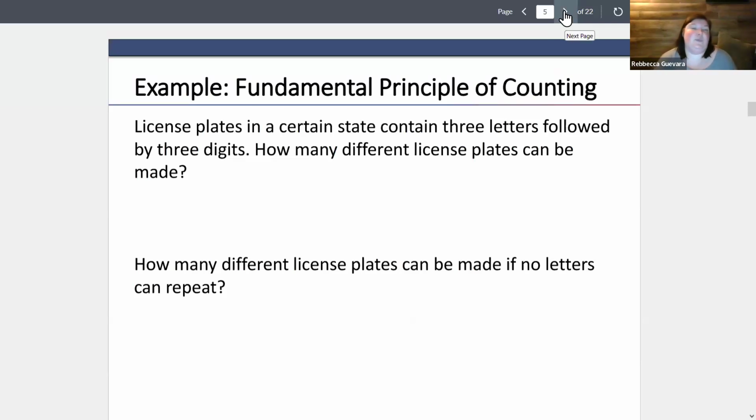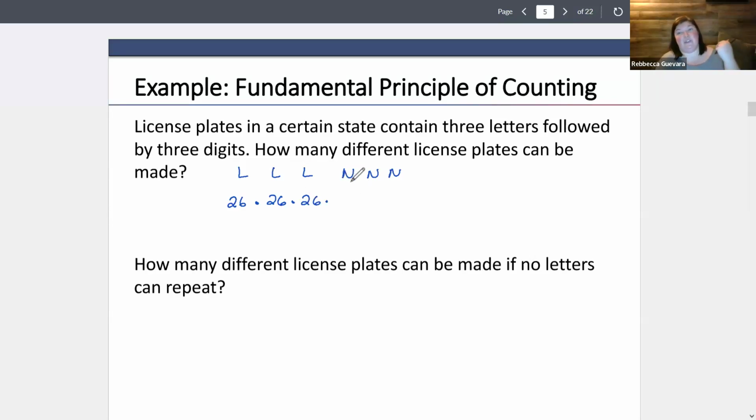Another example of this would be license plates in certain states that contain just 3 letters followed by 3 digits. These are not like your randomly made plates. How many different license plates can be made? Well, remember, a license plate is going to be a letter, a letter, a letter, then a number, a number, a number. I have 26 letters available for my first place on my license plate. For the next one, there's another 26 ways I can pick that letter, and another 26 ways I can pick that last letter.